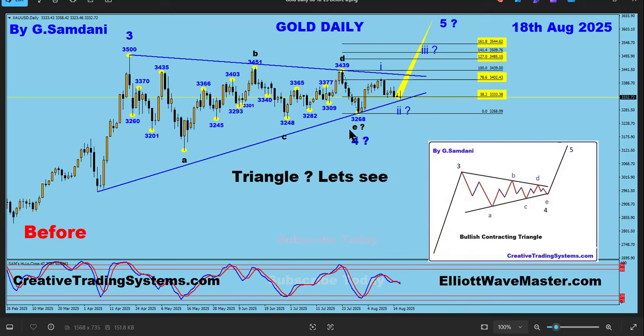So let's get started. Sunday morning, 12:48 a.m. All right, so this is the gold chart I made on August 18th, right? It's a daily chart, and this was my Elliott wave count.